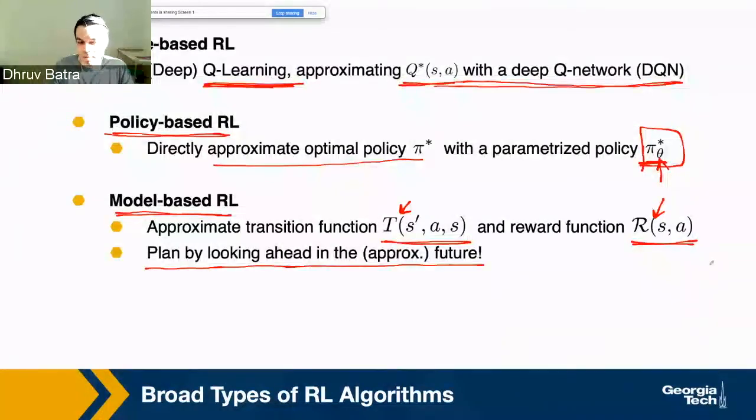And a lot of what Nirbhay will tell you about today is where does the data come from and what is the objective function when we want to fit a neural network to a Q function, when we want to fit a neural network to a policy function, when we want to fit a neural network to a transition or reward function. Okay, back to you, Nirbhay.